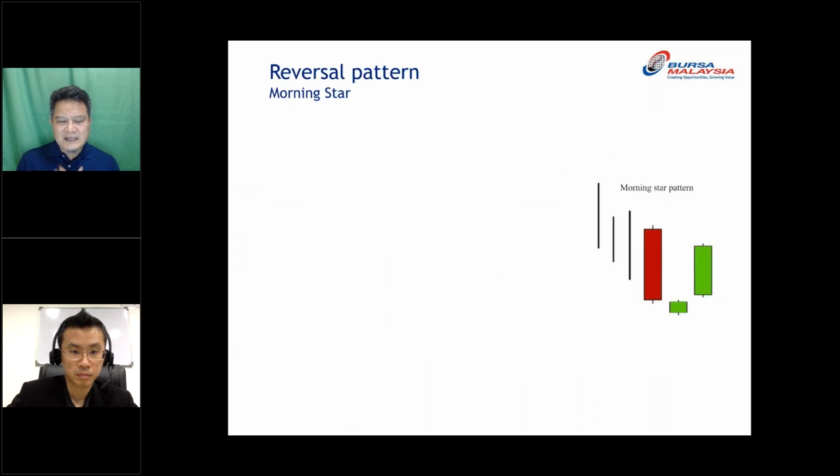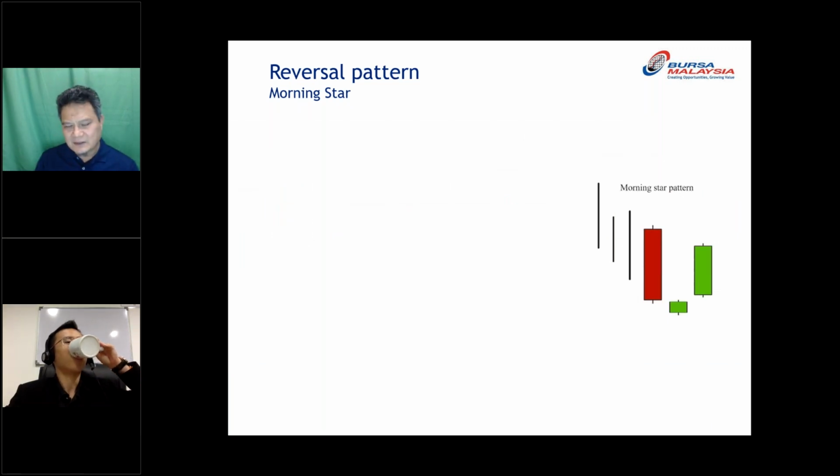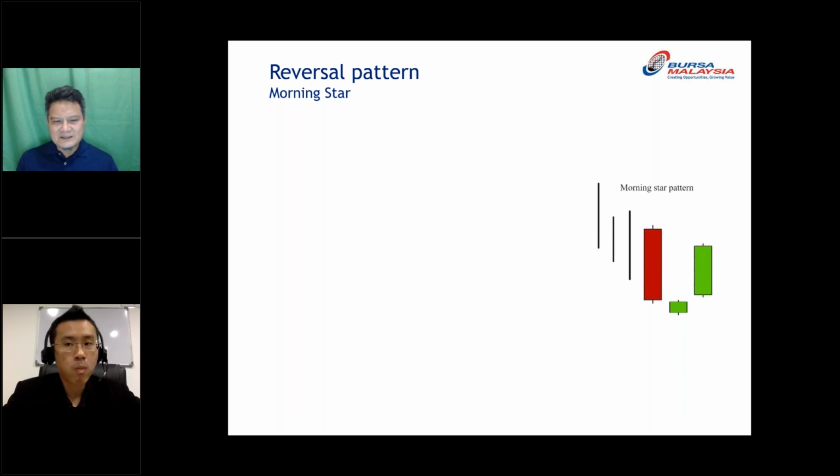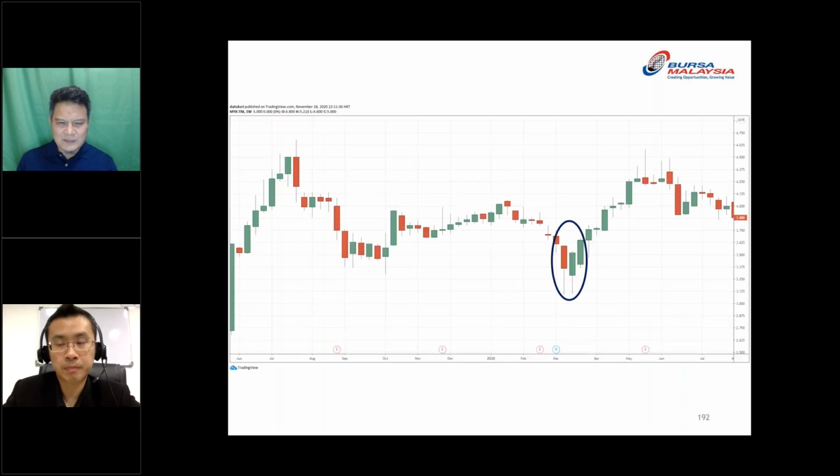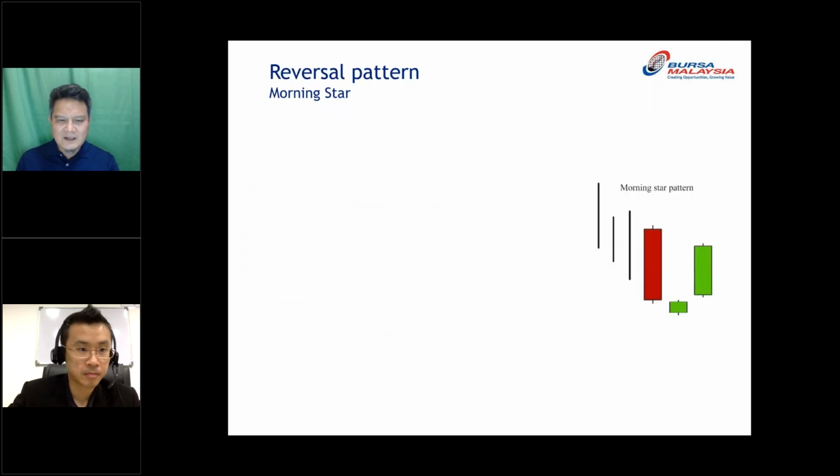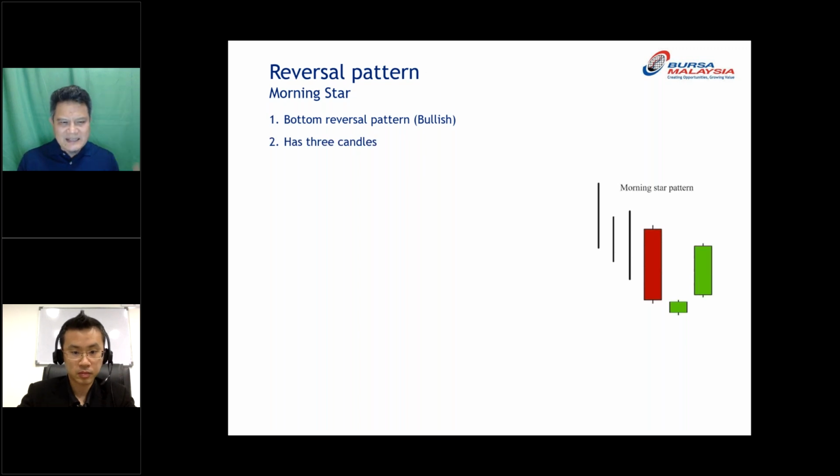See, morning star. Okay, the other one is a morning star, also a reversal pattern, but this is what we call a 3 candle reversal pattern. You see, for example, like this piercing, we call it a 2 candle pattern, because you need 2 candles to show you the pattern, but the morning star has 3 candles. You must have 3 candles to show you the morning star. It's a bottom reversal, which means that there must be a downtrend.